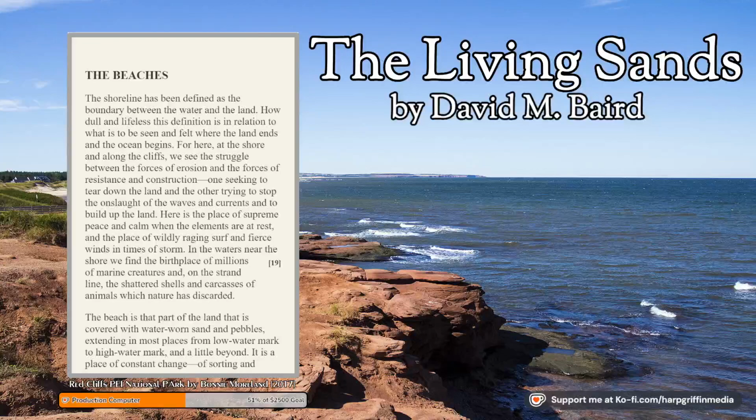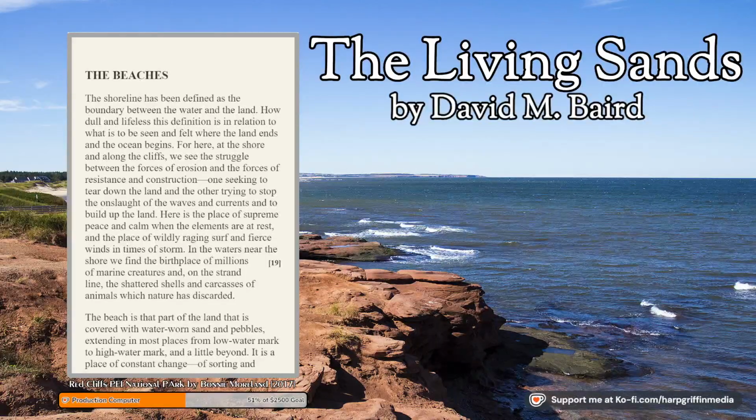forces of resistance and construction. One seeking to tear down the land, and the other trying to stop the onslaught of the waves and currents and to build up the land. Here is the place of supreme peace and calm when the elements are at rest, and the place of wildly raging surf and fierce winds in times of storm.